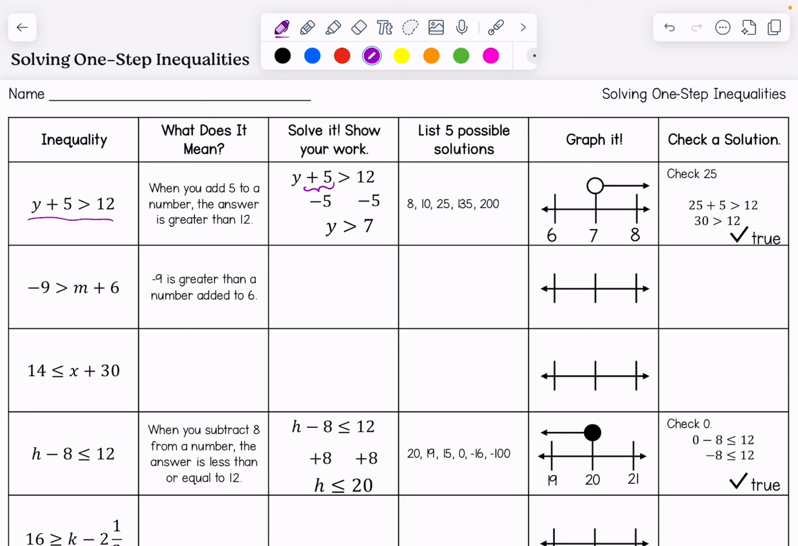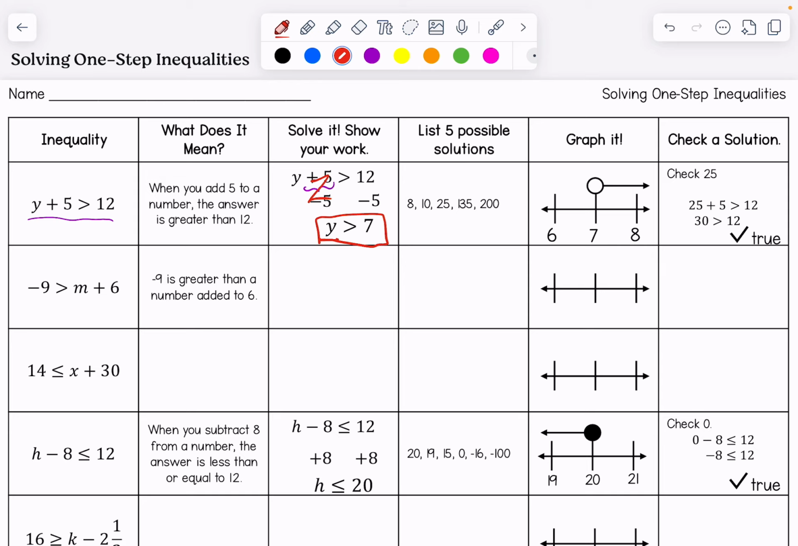When I look at this, I see that I'm adding 5 to the variable. To undo that, I need to subtract 5. And when I do that, my 5s will zero out, leaving me with the y by itself. Whatever I do to one side, I need to do to the other. When I say sides, I mean literal sides of that inequality symbol. So the y plus 5 is on one side and the 12 is on another side. I'm going to subtract 5 from 12, which gives me 7. So our final solution, what we'd write as our answer, is y is greater than 7.